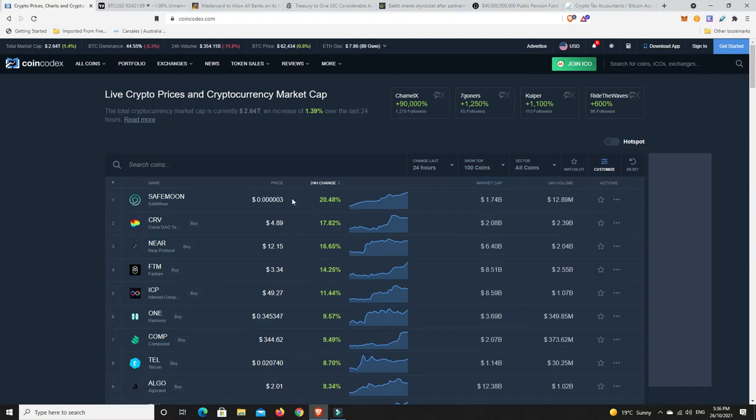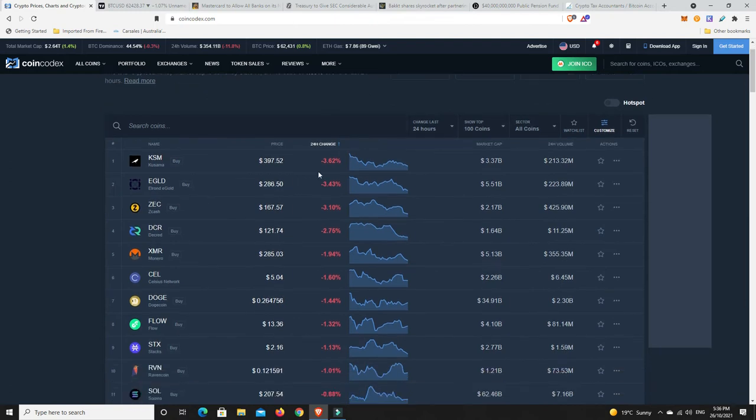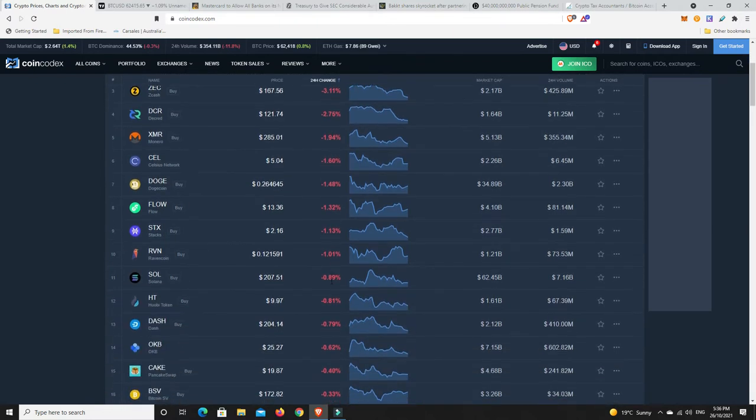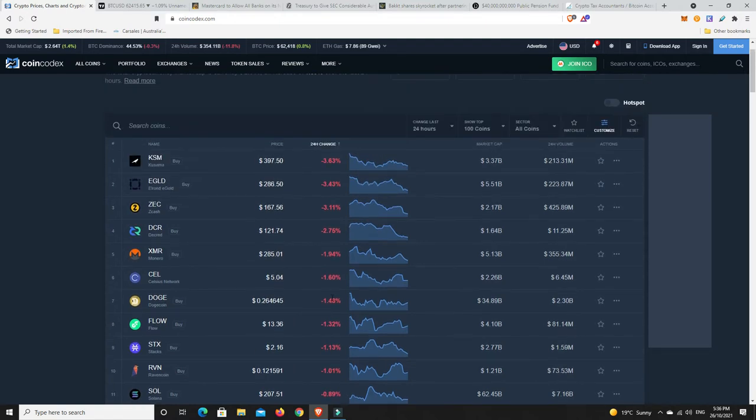But anyway, moving on. We've seen what's done well. So what hasn't done well in the last 24 hours in the top 100? There we go. Kusama down 3%. E-Gold, Zcash, Decred. Hardly anything, just some very small, minor losses. And obviously the gains are pretty good, and that's from the market simply moving 1.4%. Wait until you see days where the entire market is up 5-6%, and then you can see some real crazy stuff. But we're not there quite yet.